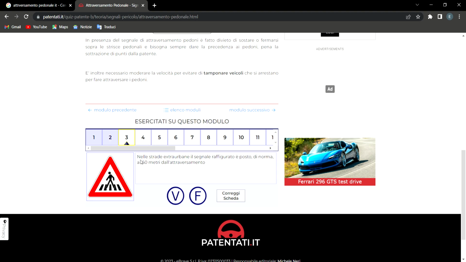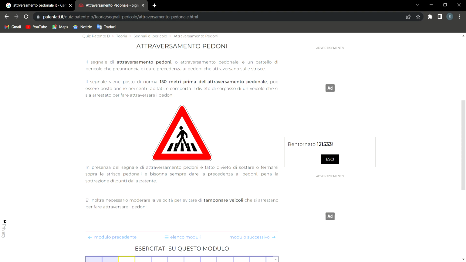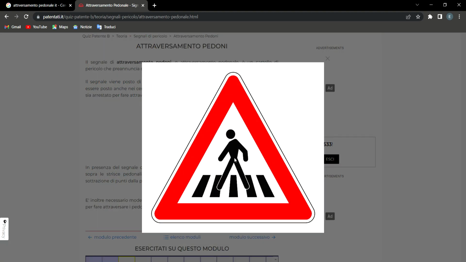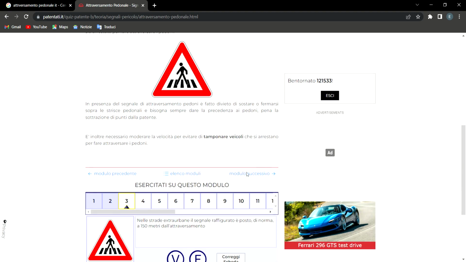Number three says: nella strada extraurbana, il segnale raffigurato è apposto di norma a 150 metri di attraversamento. It says that on this very road, this sign is always found 150 meters away from the crossing. So the pedestrian crossing sign is found 150 meters away, and which is vero.